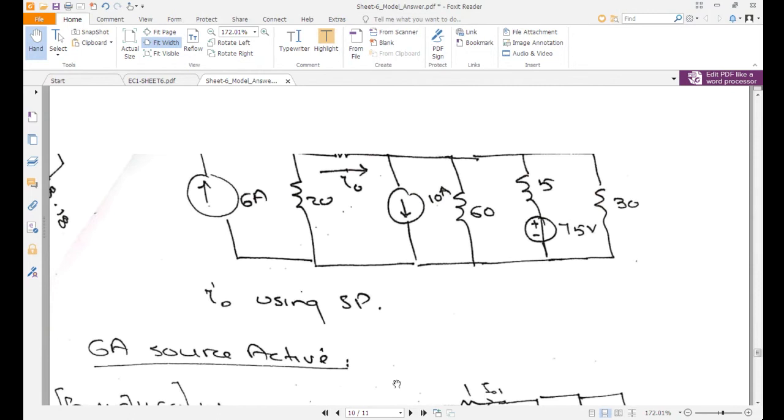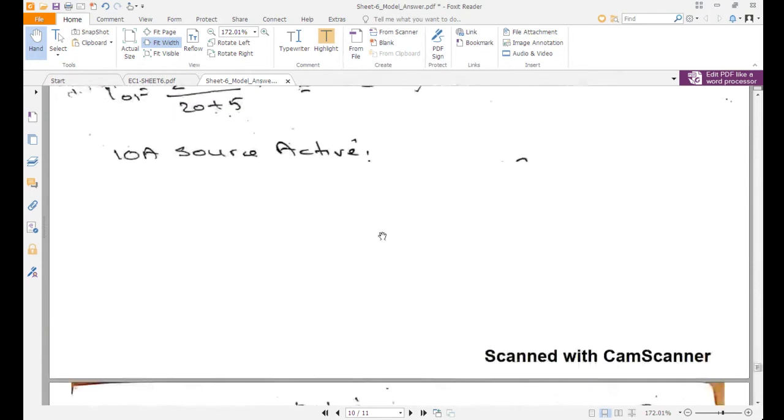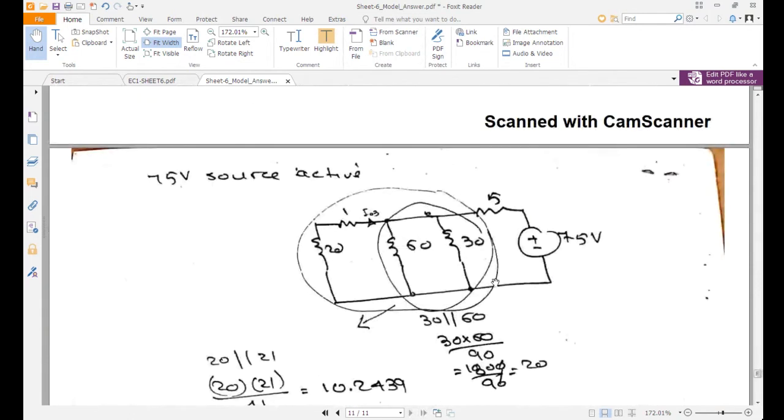Then the current source 10 ampere alone is acting. This will be open, this will be short. The circuit will be like this.